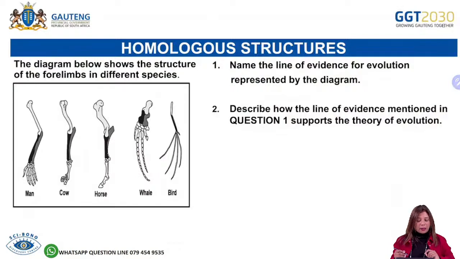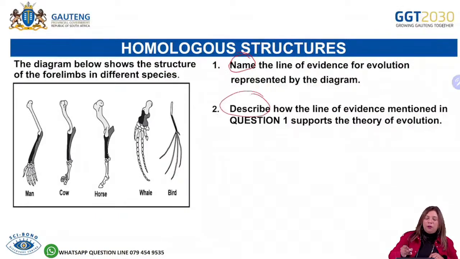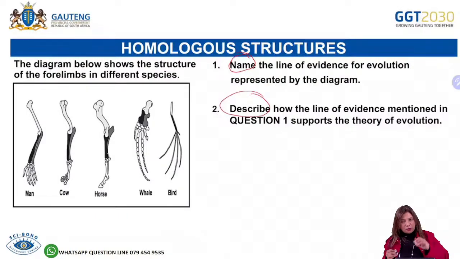So let's look at this diagram. The diagram below shows the structure of 4 limbs in the different species. Now, grade 12, this diagram is not strange to you. We've done it in the previous 2 slides. So any question that you get on this, you should be able to answer. Okay? That's how much confidence I have in you. So, the first one. Now, I want you to look at the 2 questions. Remember I said they ask you to name, but they don't only ask you to name, they ask you to explain. So, when they say name, you're going to give a term, isn't it? When they say describe, you're going to give more information based on something. So you're going to elaborate, okay?